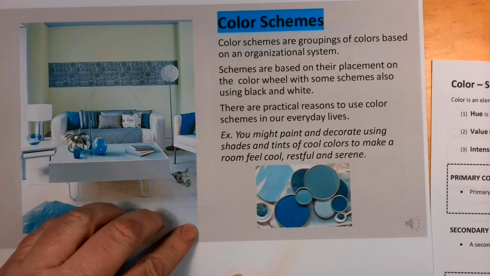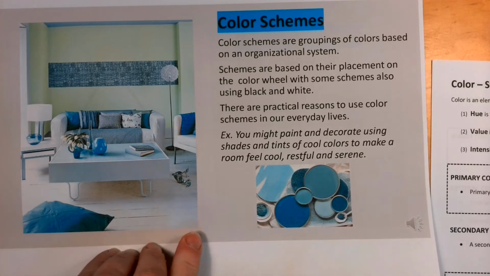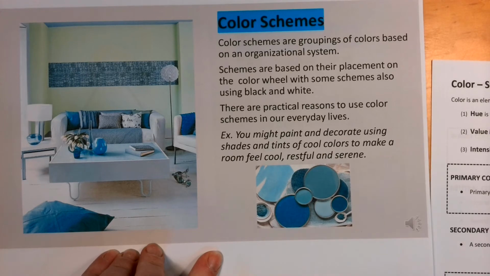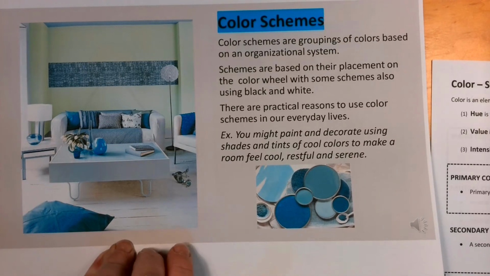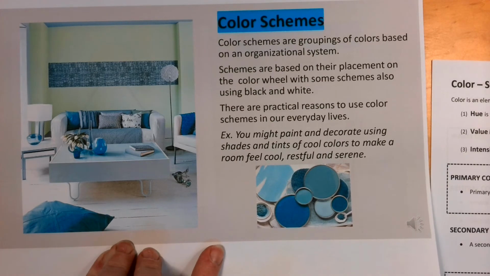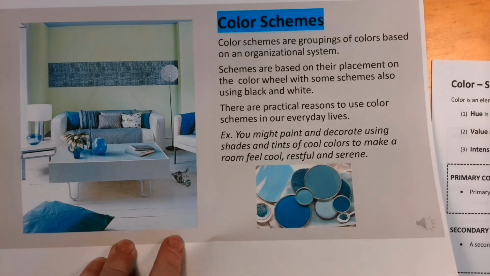Now we're going to start talking about color schemes. They are groupings of colors based on an organizational system. These schemes are based on their placement on the color wheel, with some schemes also using black and white. There are practical reasons that we use these color schemes in our everyday lives. You might paint and decorate using shades and tints of cool colors to make a room feel cool, restful, and serene. And here we see cool colors, blues, greens, and some violets, making the room very relaxed and serene.